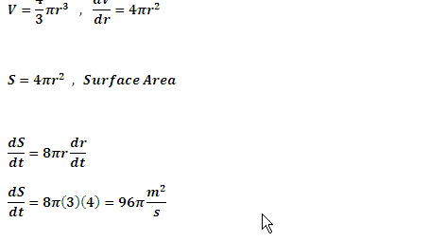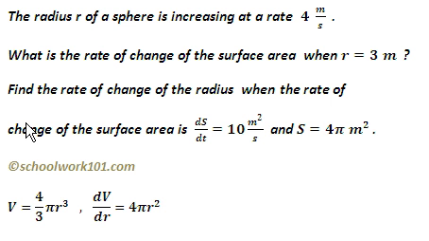But all right, let's look at the second part to this problem, or the second problem, I guess. So we have, find the rate of change of the radius, so dr over dt, when the rate of change of the surface area is dS over dt. So this time they're giving us the surface area.